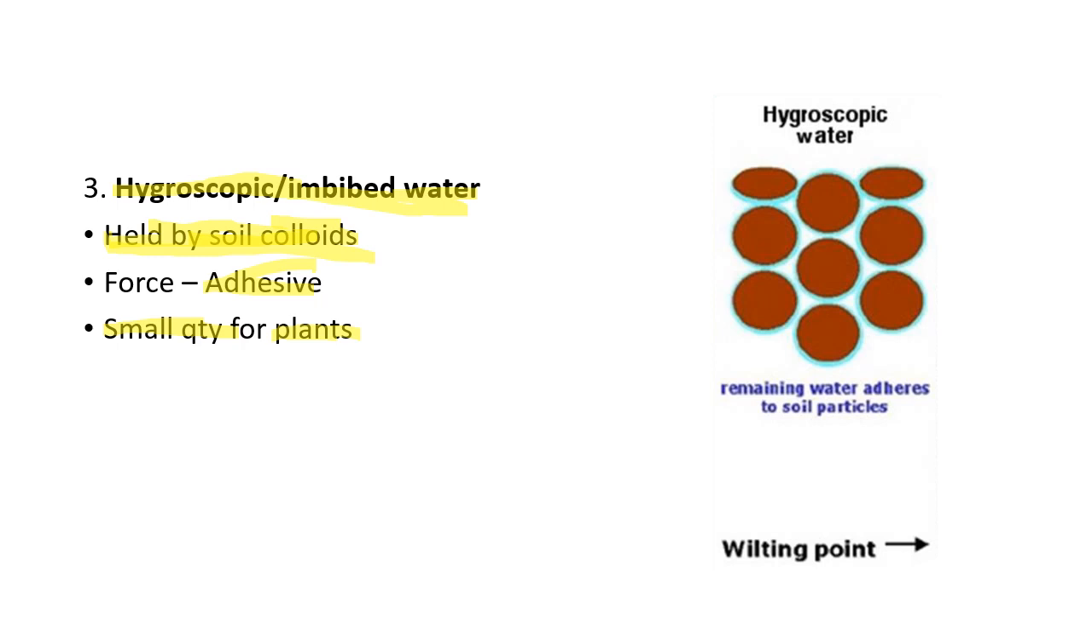If a field condition has a predominance of hygroscopic water, then it is an indication that the field is going to reach its wilting point, where the plants will start wilting due to the lack of water.